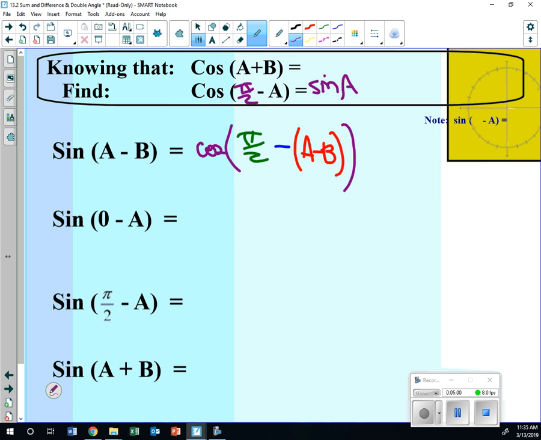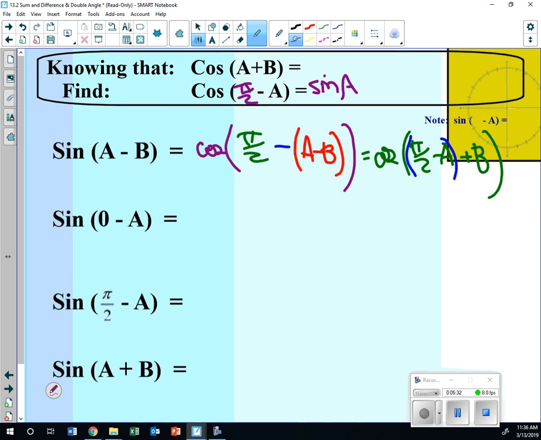I'm going to do a little bit of algebra. Cosine, I'm going to move the parenthesis here so that we get pi over 2 minus a. And this will be minus a negative b, which will be plus b. Are you okay with that? You okay with that? The algebra that I did. So it's the cosine of pi over 2 minus a plus b.